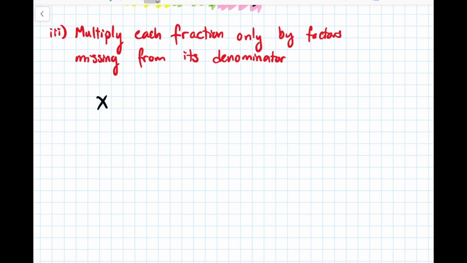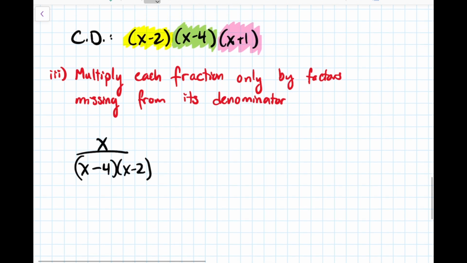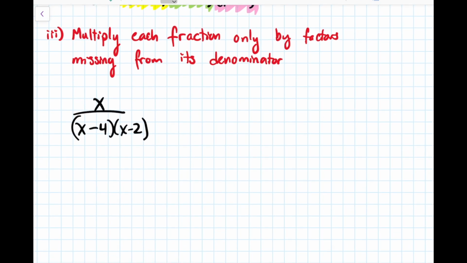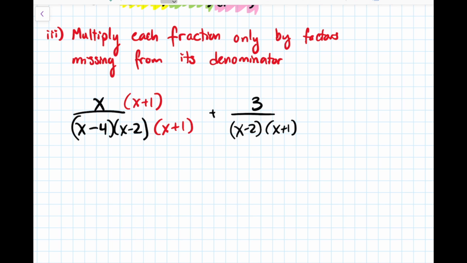So, looking at what we had, x over x minus 4 times x minus 2. And so this is missing the x plus 1, so I'm going to multiply this fraction by the x plus 1. My second fraction had the x minus 2 and the x plus 1, but it's missing the x minus 4. So this fraction is going to get multiplied by x minus 4. And so if you look, these denominators now, they're written in slightly different order, but they are the same. They all have an x minus 4, an x minus 2, and an x plus 1. And so we're happy with that. We've got a common denominator in both of our fractions.